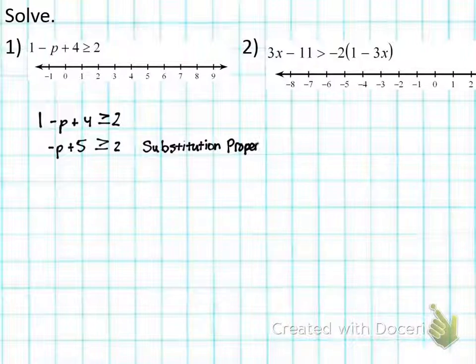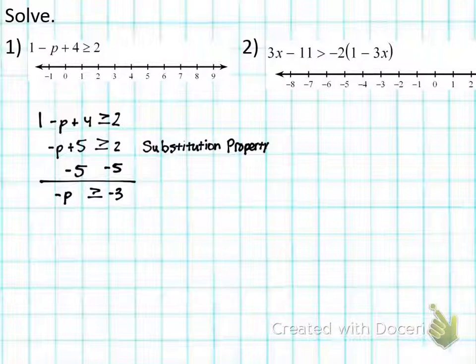And then I'm asking myself, what can I do next? Are there any subtraction signs by the p? Nope. Any addition signs? Yeah, we have a plus 5. What's the opposite of plus 5? Minus 5 on both sides. You get negative p is going to be greater than or equal to negative 3. Okay? Then I ask myself, oh, look, there's this negative sign in front. This is really like saying negative 1 times p, right? What's the opposite of multiplying by negative 1? Dividing by negative 1, right? So I'm going to divide both sides.